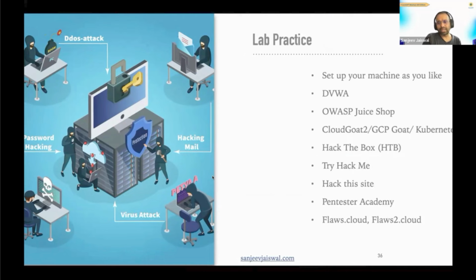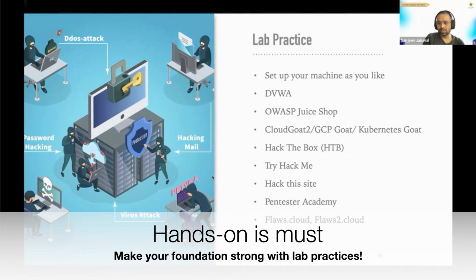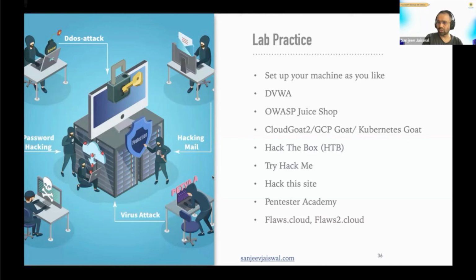In case you want to do lab practice, I always prefer to have my own lab on my own personal machine. But still, in case you want to install something, DVWA, Damn Vulnerable Web Application, is still the common one. OWASP has Juice Shop. In case you are into cloud security, look for CloudGoat or GCPGoat or Kubernetes Goat. Hack The Box, I think everyone into pen testing or bug bounty knows, and TryHackMe are the most common ones. Wherever I have an account, I have tried to root those machines. There are many others, but these are the common ones from where I have learned. Pentester Academy is another one.